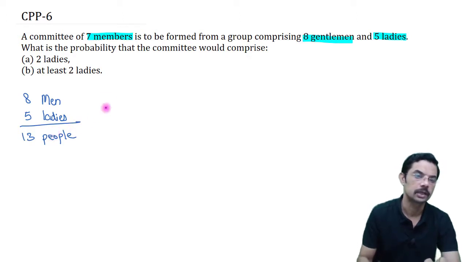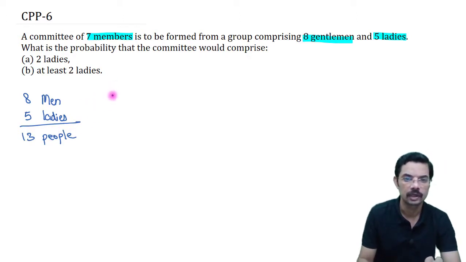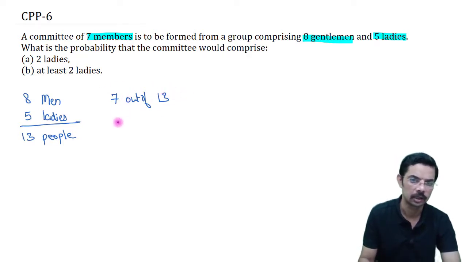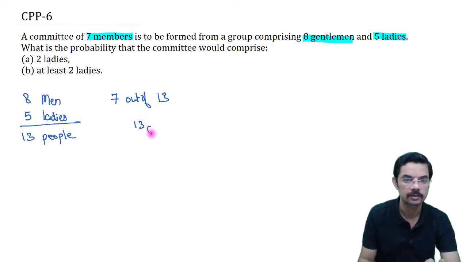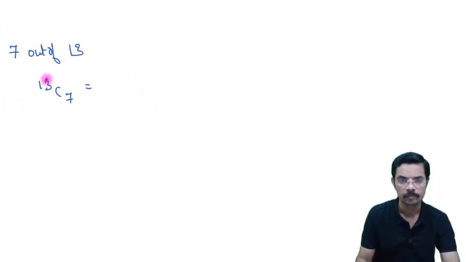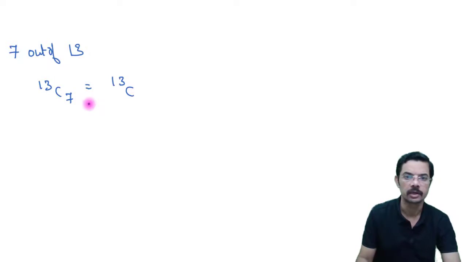Okay. We need to form a group of 7 out of 13 people. A 7-member group can be formed from 13 people in 13C7 ways. We know the rules of permutations and combinations, right? So 13C7 will be equal to 13C(13 minus 7). What is 13 minus 7?